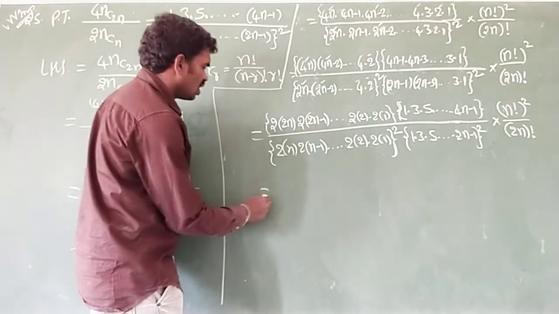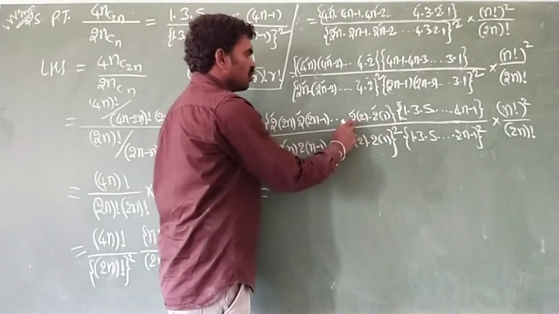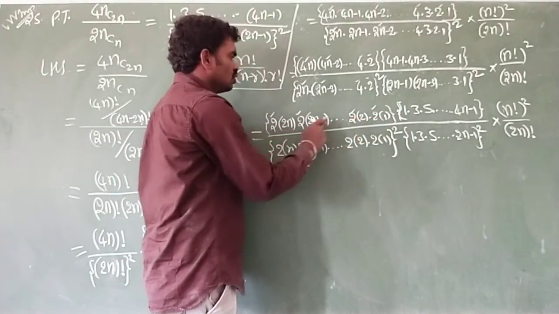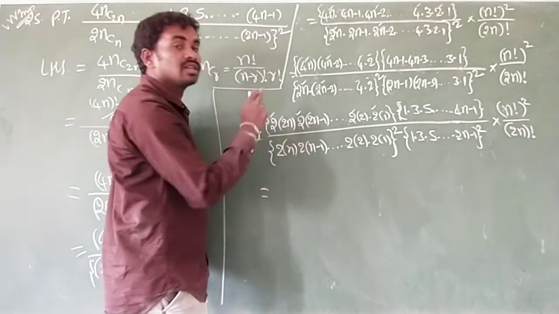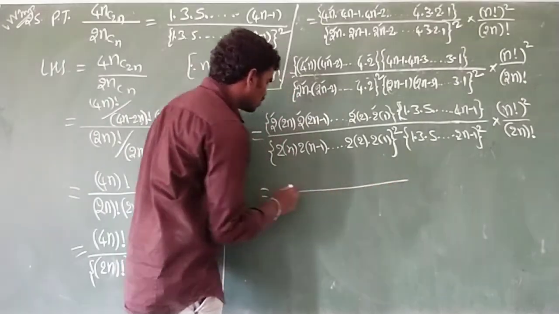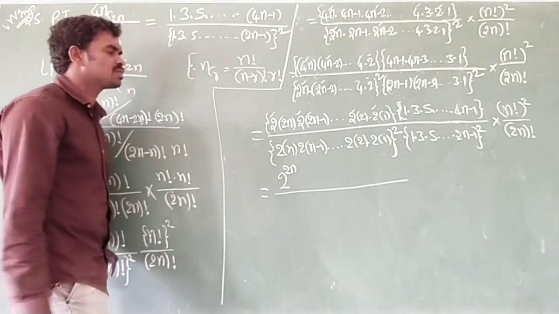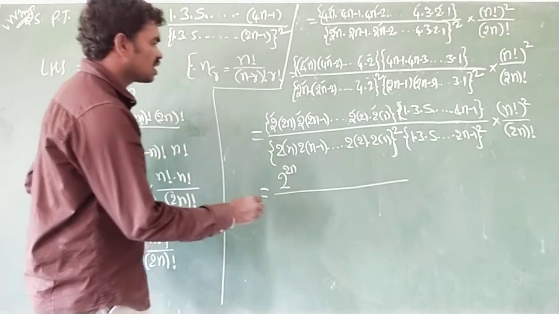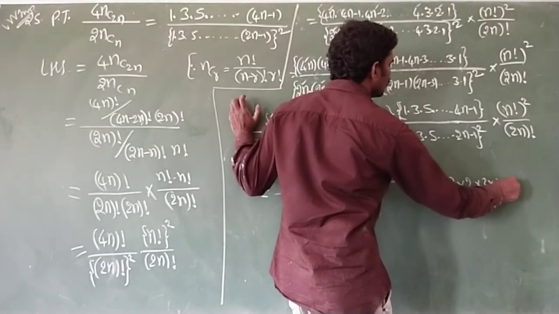Okay. So which is equal? See how many 2's are there. 2 into 1, 2 into 2 means 1, 2. This is 3, 4, 5, 6, 7. So up to 2n minus 1, 2n. 2n terms of 2's are there. So 2 into 2 into 2n times means 2 power 2n. See, for example, if 2 into 5 times is there, 2 into 2 into 2 into 2 into 2.